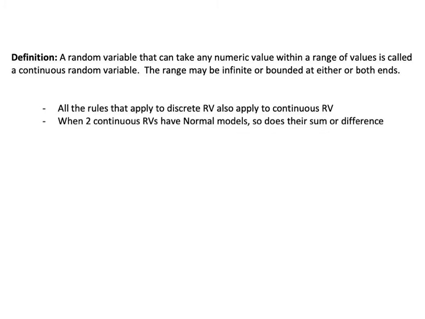So let's look at continuous random variables now that we've done a lot of work with discrete ones and we've combined discrete random variables. Let's define a continuous random variable. A random variable that can take any numeric value within a range of values is called a continuous random variable. So your range does not have to be infinite on both ends, it can be bounded at either or both ends.